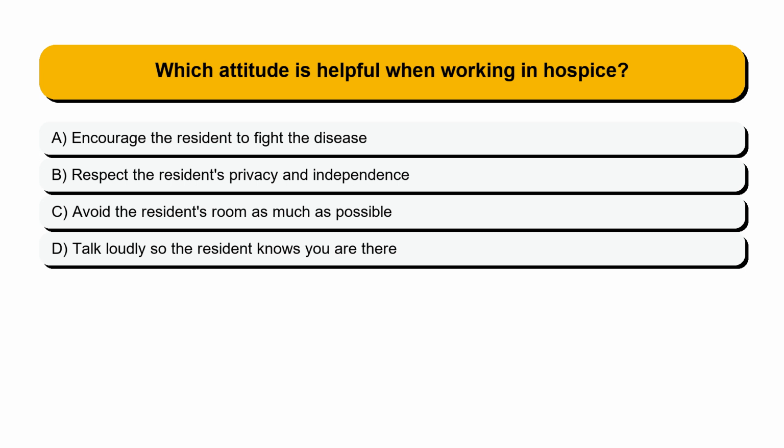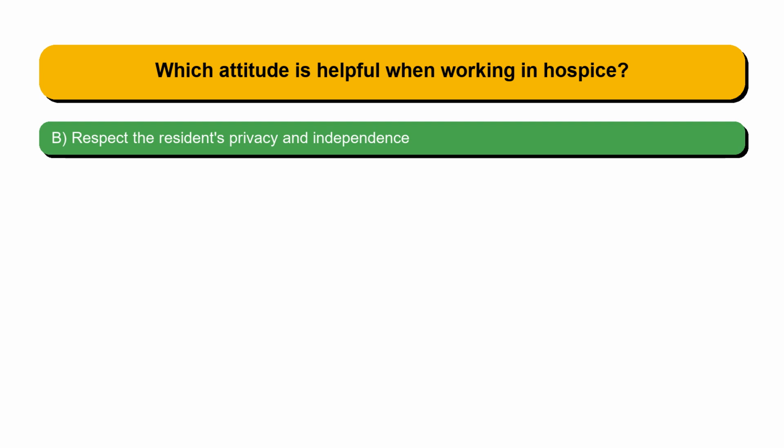Question 7. Which attitude is helpful when working in hospice? Option A. Encourage the resident to fight the disease. Option B. Respect the resident's privacy and independence. Option C. Avoid the resident's room as much as possible. Option D. Talk loudly so the resident knows you are there. The correct answer is Option B.